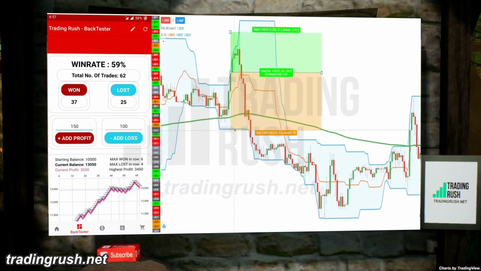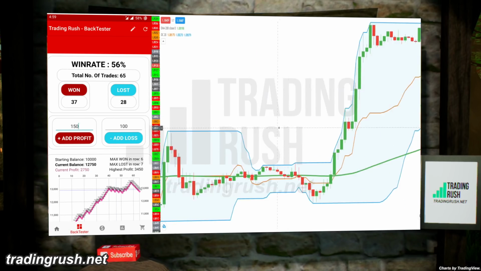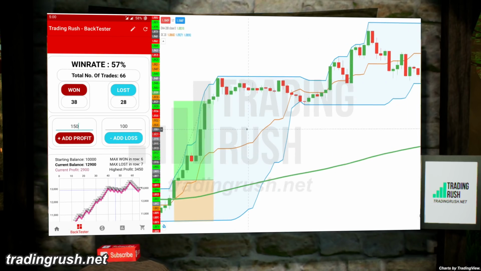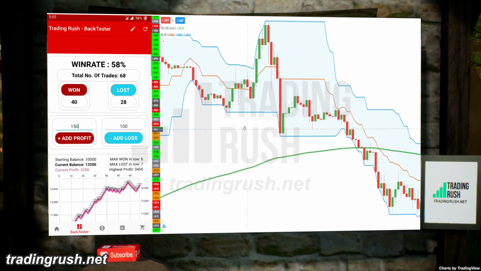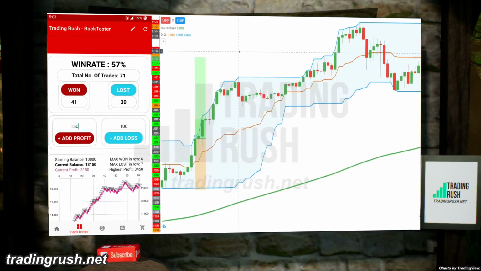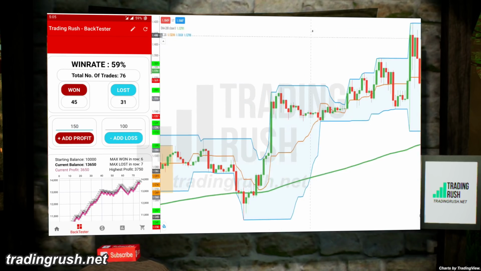So if you want to trail the stop loss only using the Donchian channels, you can use the lower band. Just set the stop loss below the lower band and trail it as the band moves higher. Similar thing applies in a downtrend. If you want to trail the stop loss in a downtrend, set it above the upper Donchian channels band and trail it as the band moves lower.